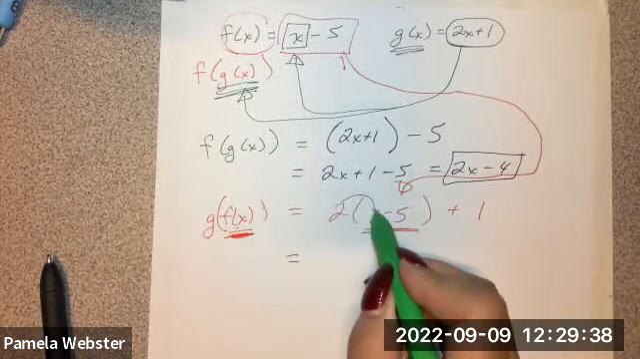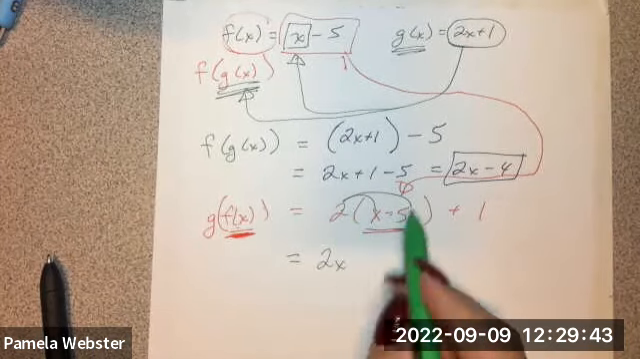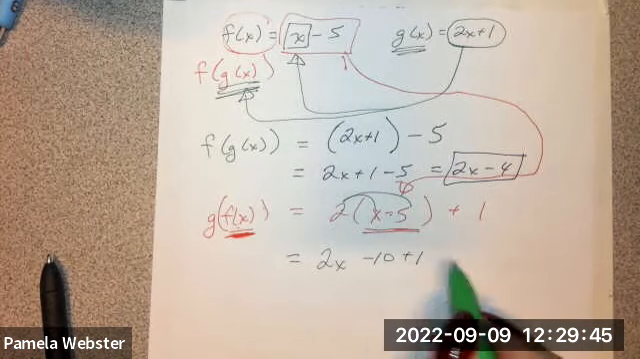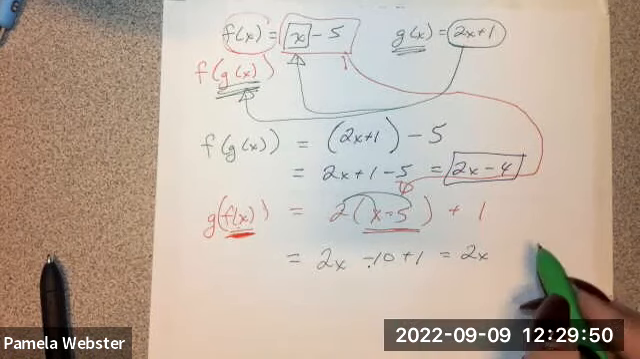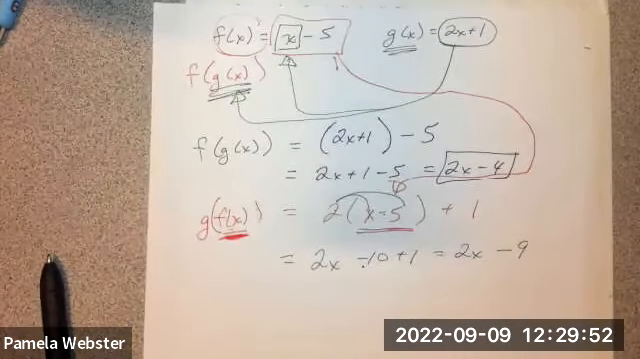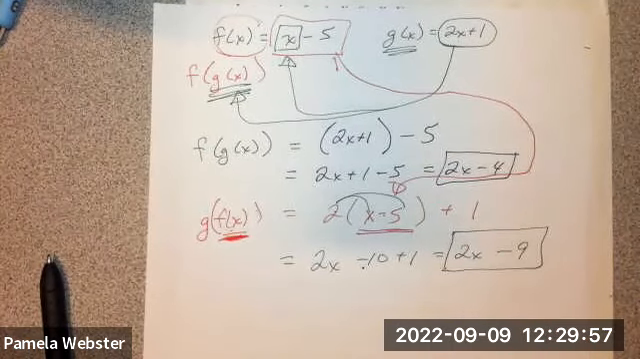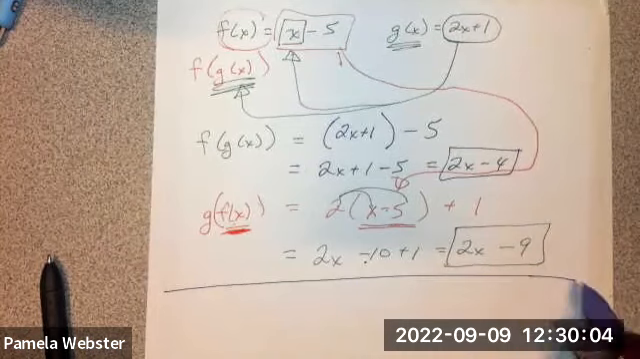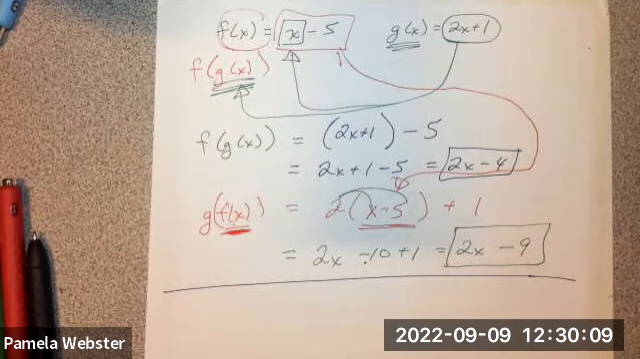So the 2's on the outside, I need to distribute it. 2 times x is 2x. 2 times negative 5 is negative 10 plus 1. So 2x, negative 10 plus 1 is negative 9, right? Okay, there we go. Both of those were decent. Again, at the end, I'm going to look at it and say, there's nothing that's going to cause me any issues in my domain. So I am okay there. That's what we're after.